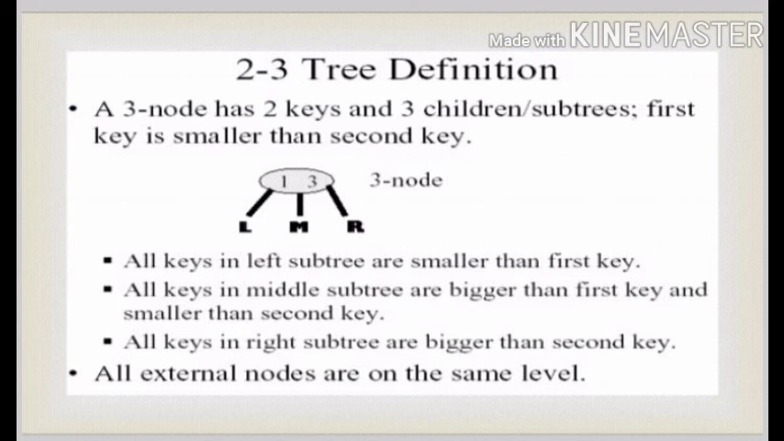All keys in the left subtree are smaller than the first key. All keys in the middle subtree are bigger than the first key and smaller than the second key. All keys in the right subtree are bigger than the second key. All external nodes are on the same level.